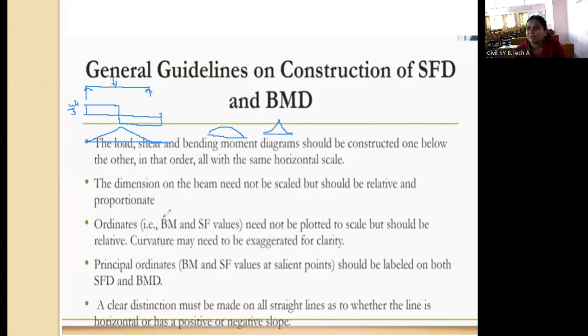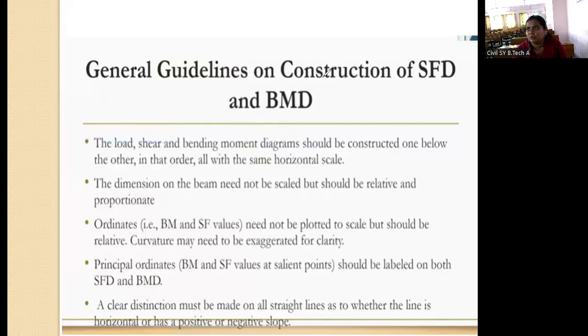So what we have to remember is that shear force diagram and bending moment diagram ordinates need not be plotted by considering scale, but it should be relative. Okay, and curvature may be exaggerated, so that clarity should be maintained. So this is our third point.